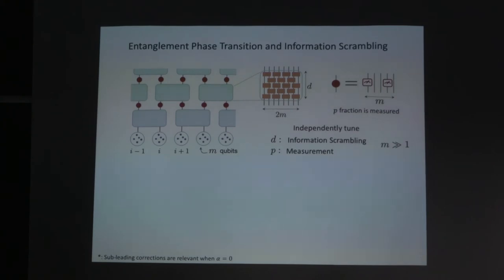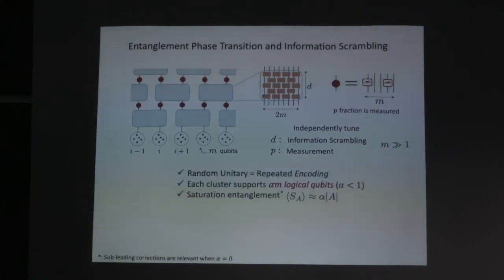So depth D is the number of times you can do two-local gates within each box. It's a proxy for the degree of scrambling. If you do that, each blue box, you can think of it as an encoding of information. According to the decoupling theorem and Page's theorem, we can protect a certain amount of information, say alpha times m, where alpha is a certain fraction.